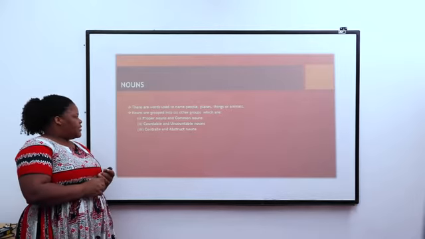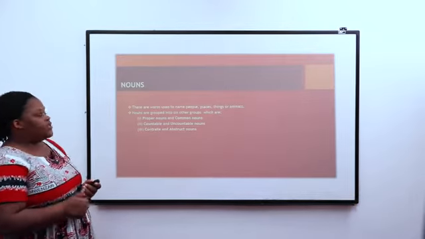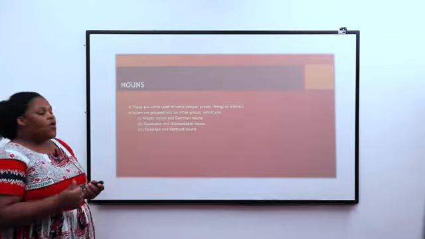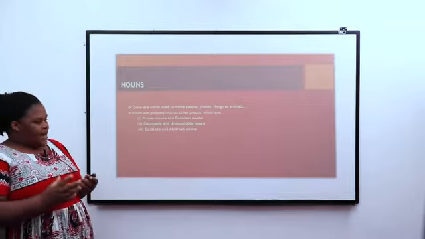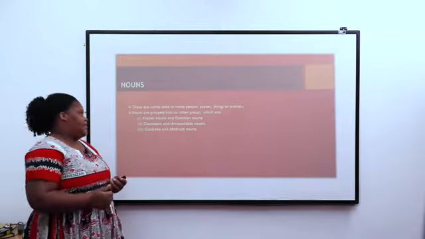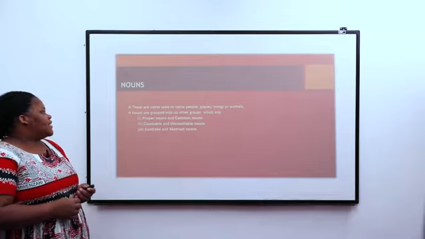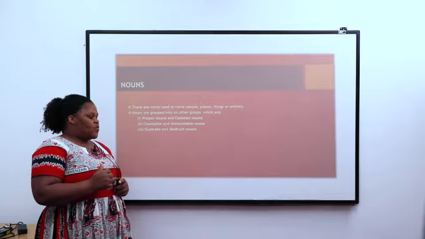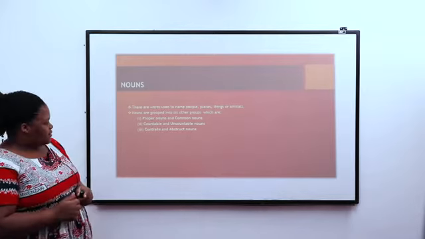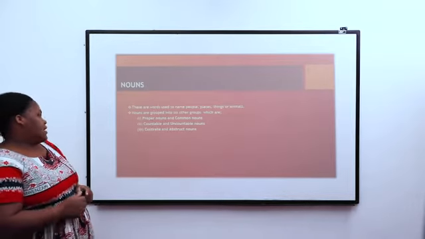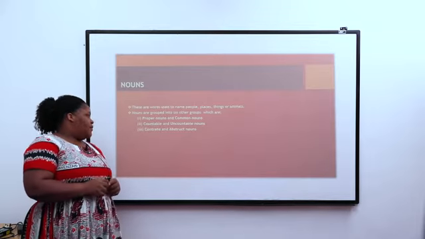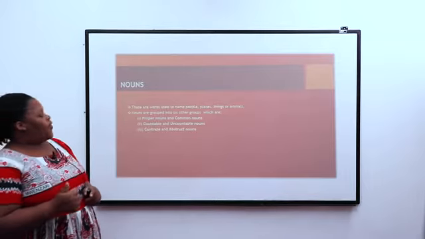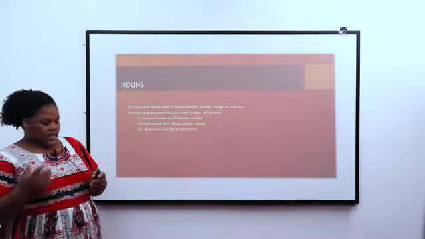Now, nouns, we say these are words used to name people, places, things, or animals. Generally, nouns mean names of things. Nouns are grouped into 6 other groups, which are: 1, the proper noun and common noun; 2, countable and uncountable noun; 3, concrete and abstract noun.